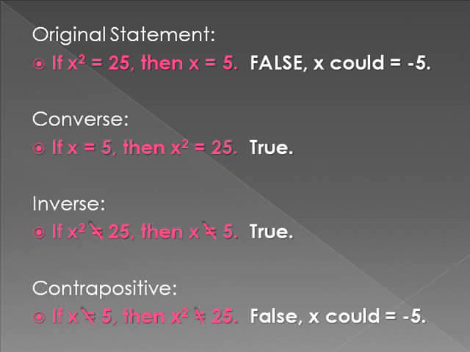The converse, definitely true. Hopefully you didn't have a problem with that one. If x equals 5, x squared equals 25. The inverse, also true. If x squared doesn't equal 25, then there's no way x could equal 5. That just doesn't make sense. Okay, the contrapositive says, if x doesn't equal 5, then x squared doesn't equal 25. Well, that's not always the case. Even if x doesn't equal 5, we can still have x squared equals 25 because x could be, again, negative 5. That was quite tricky, huh?